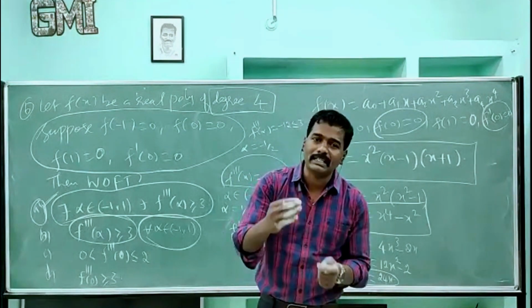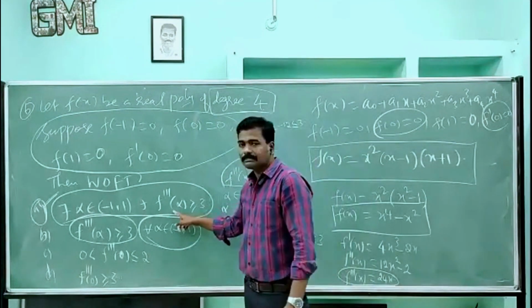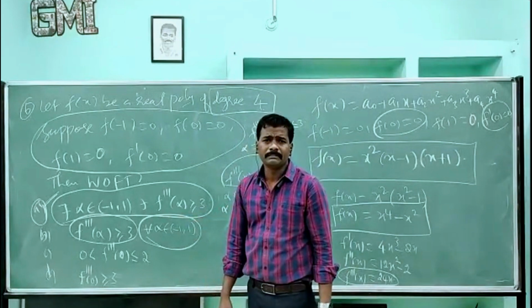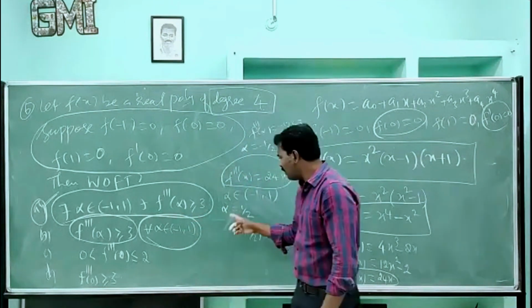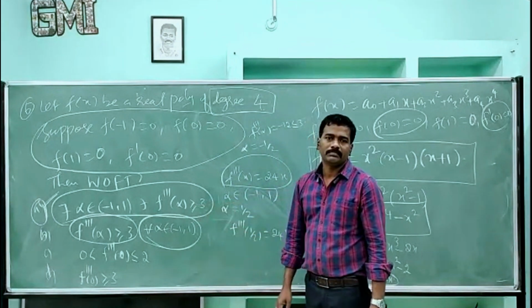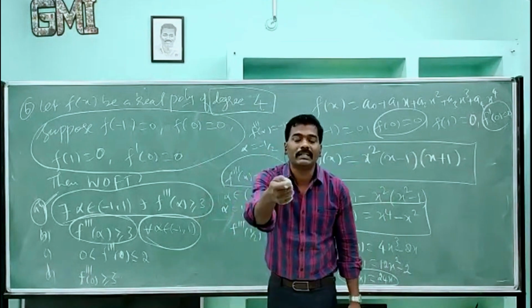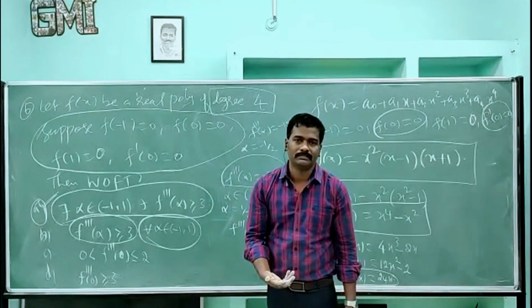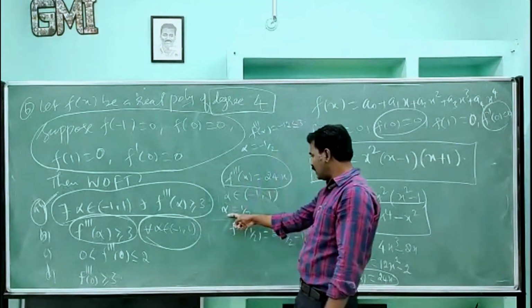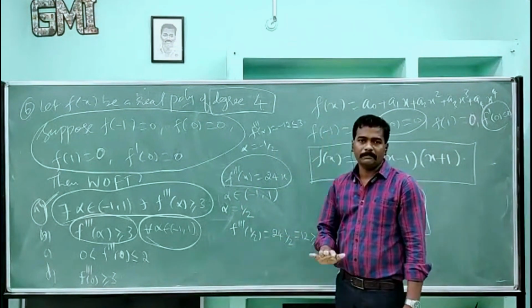Not all alpha work. They are asking you to find some alpha with this property. What is your answer? Yes, I have alpha equal to 1 by 2 with this property. Therefore, this option is true. There exists means you are able to find it. Alpha equal to 1 by 2 has this property. That's all. Is it okay?